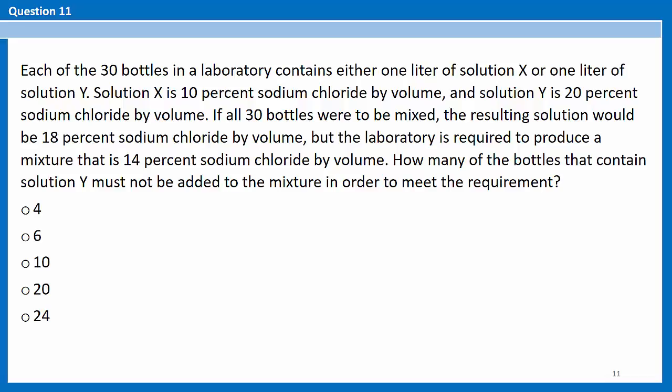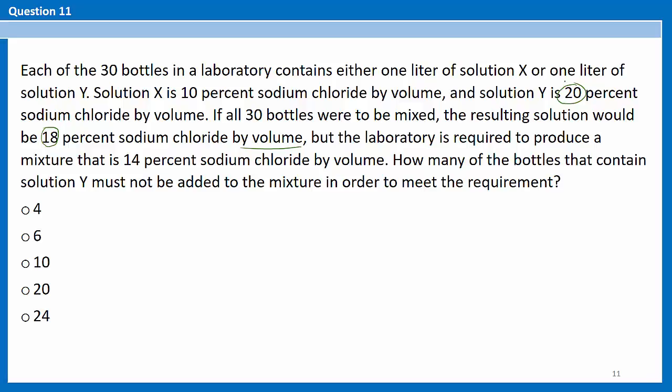The problem says that each of the 30 bottles in the laboratory contains either 1 liter of solution X or 1 liter of solution Y. Solution X is 10% sodium chloride by volume and solution Y is 20% sodium chloride by volume. If all 30 bottles were to be mixed, the resulting solution would be 18% sodium chloride by volume. Now, up to this point I can see that 18% is very close to 20%. So if you add all the bottles, what it's telling you is that most of them, nearly all of them, are going to be solution Y bottles.